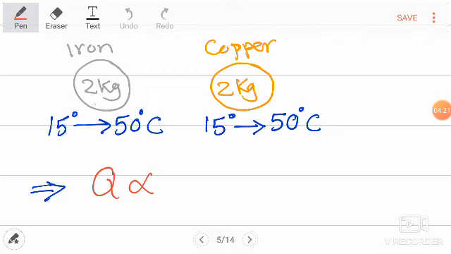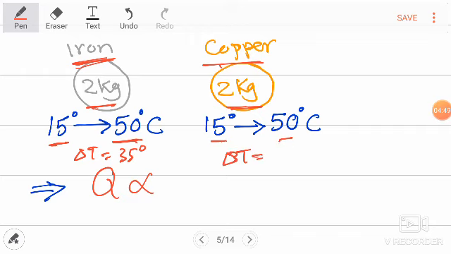Now, you have two objects. One is made of iron, and the second is made of copper, each of mass 2 kilograms. And they are heated through the same interval of temperature. Delta T equals 35. And here also delta T equals 35 degrees Celsius. Will the amount of heat gained by iron be equal to the amount of heat gained by copper?